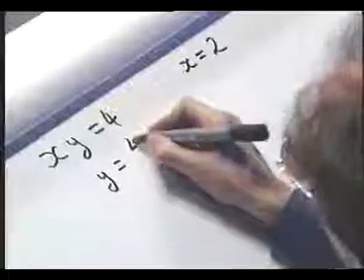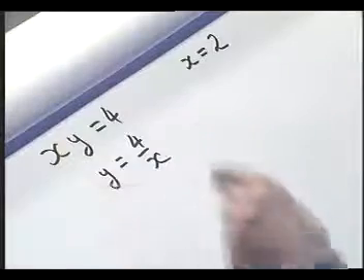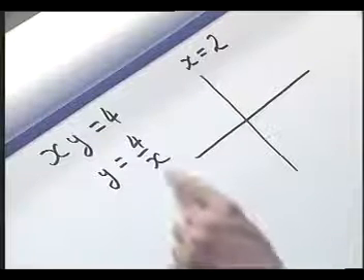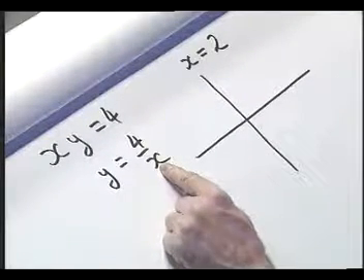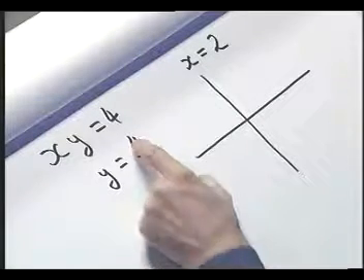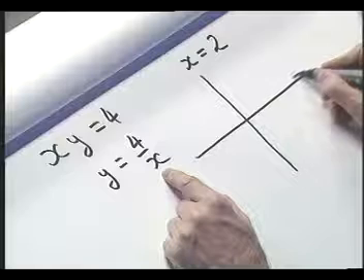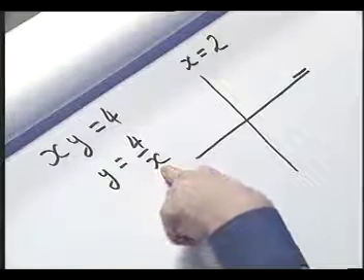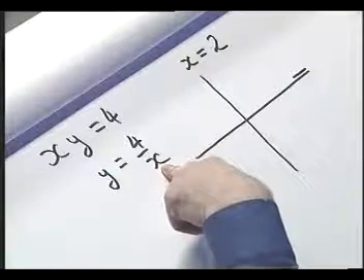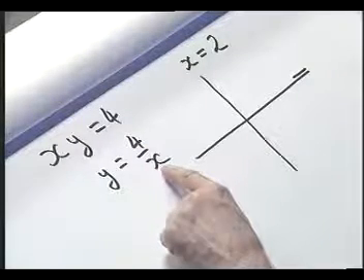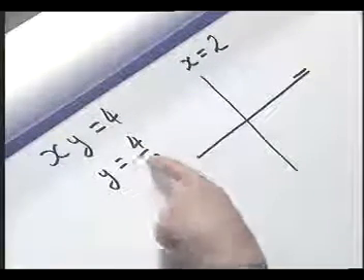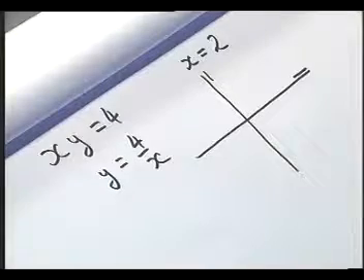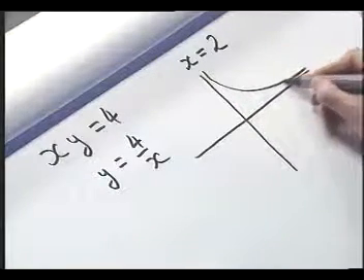y equals 4 over x. What does this look like as a curve? If we have a very large value of x, say 100, then 4 divided by 100 is very small. So we've got a little bit of curve down here. If we have a very small value of x, say 0.01, then 4 divided by 0.01, 0.01 is 100th, so 4 divided by 100th is 400, very large. So for very small values of x, we've got a bit of curve there. And we can join it up like that.